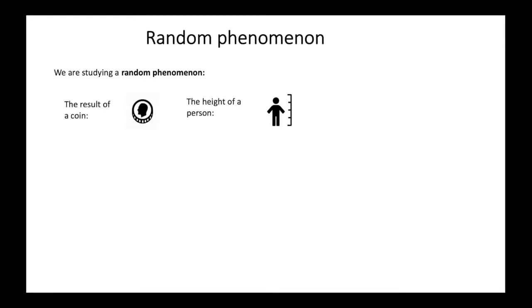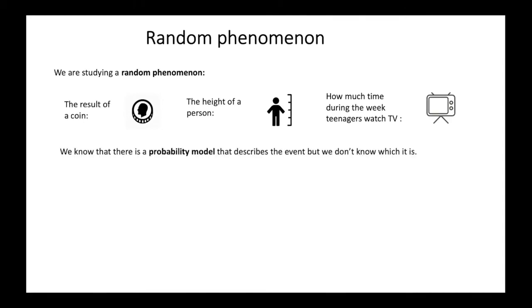So let's start with the topic of today. The situation in which we want to apply inferential statistics is when we are studying a random phenomenon, like the result of throwing a coin, measuring the height of a person, or the time teenagers watch TV every week. We know that there is a probability model that describes these events, but we don't know which it is.